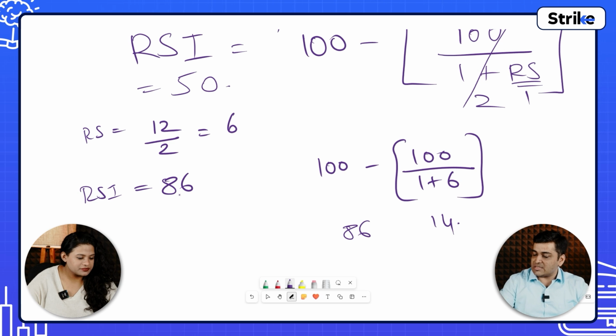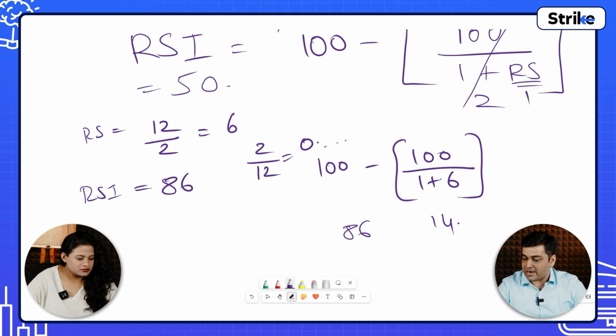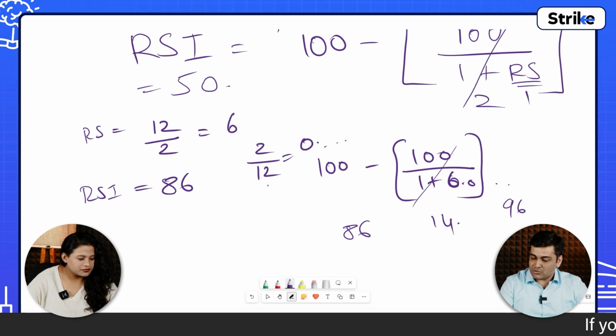And if we take vice versa, if there were only 2 green candles and 12 red candles, this will be in some points. And if we add some points over here, 100 divided by a small number will be somewhere around, let's say, 96 or something. 100 minus 96 will be 4. So in this case, RSI will be equal to around 4.